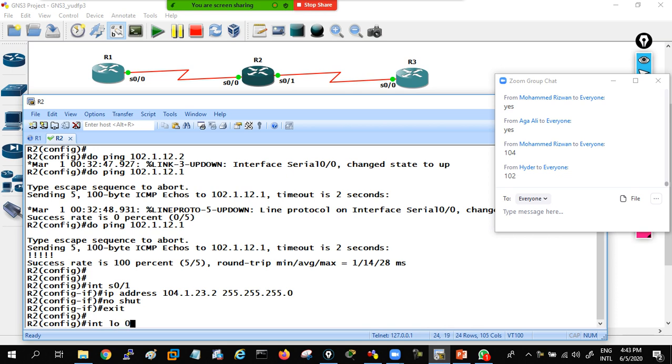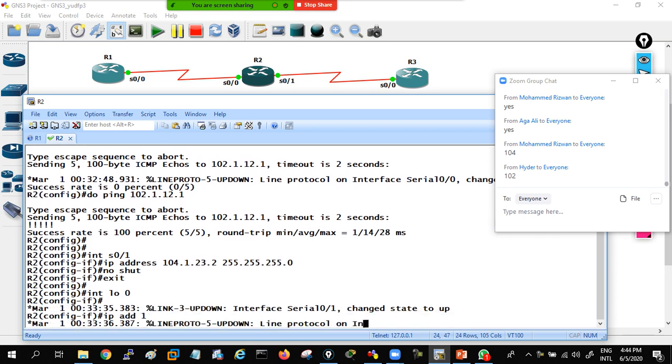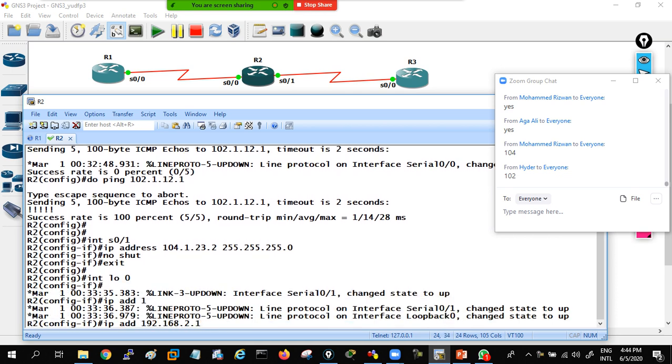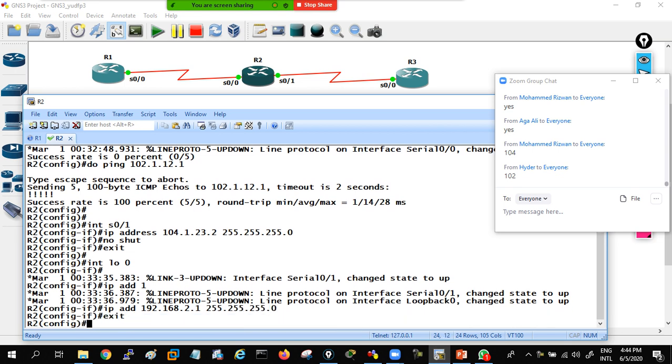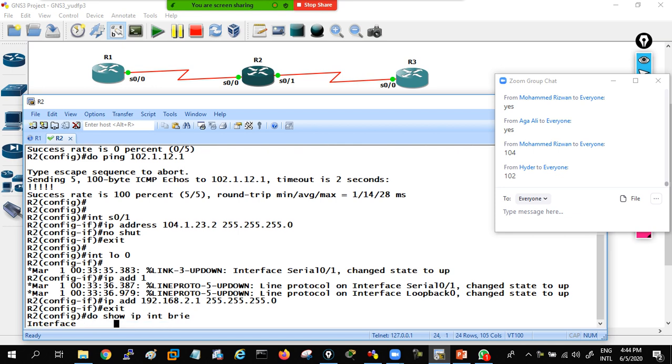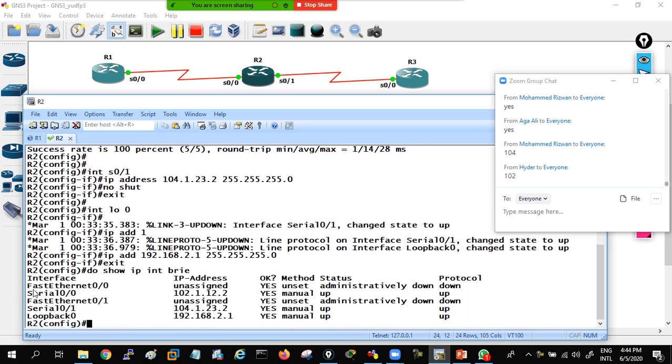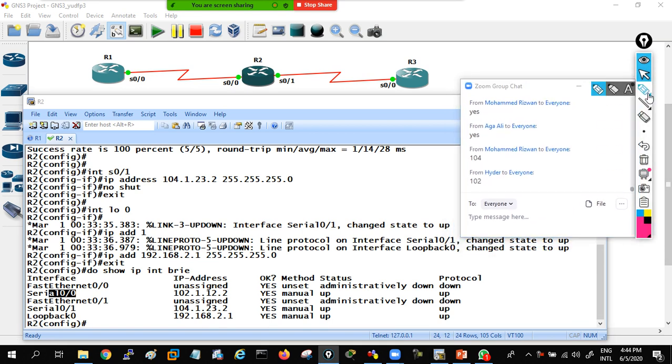Then interface loopback 0, ip address 192.168.2.1, 255.255.255.0. Then do show ip interface brief. After configuring that, verify it, guys, no problem. This is serial 0/0, which is this interface. Because you need to check it, guys. Once you make a mistake, it is very difficult to do troubleshooting. You need to check each and every one.